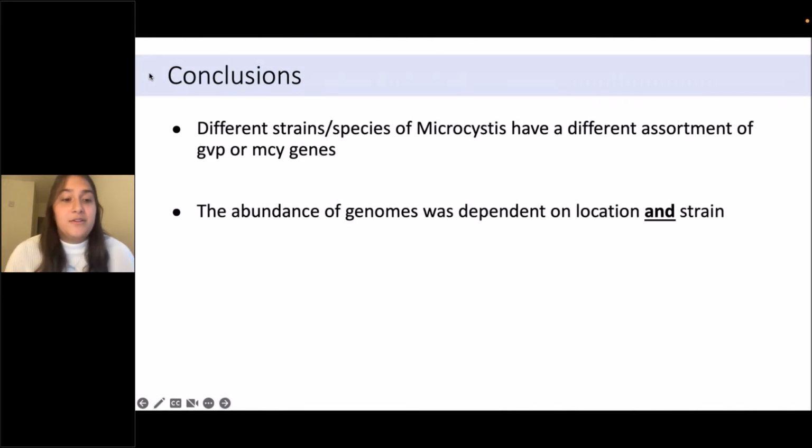The second big conclusion is that the abundance of genomes was dependent on both location and strain. We definitely did expect to see different abundances of genomes at different locations. That's to be expected. It's kind of what Mia was talking about in her presentation as well, that there are so many factors that affect the abundance of these different genomes. But what's really interesting is also, again, that we saw different strain abundances. This is something that's really exciting, and I'm excited to hear the future research that comes out of this.